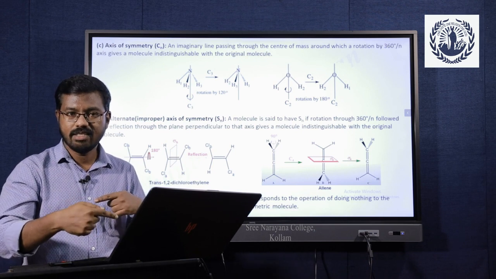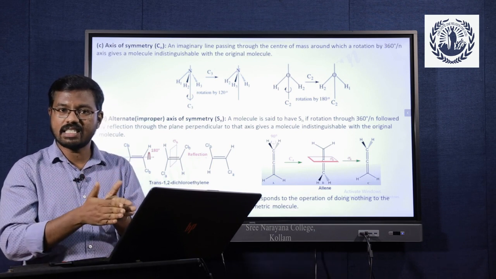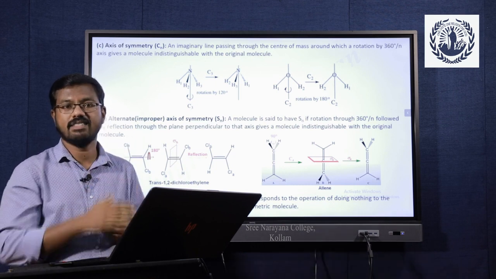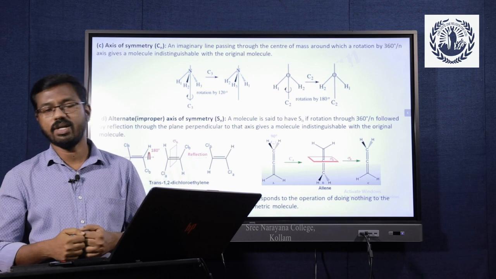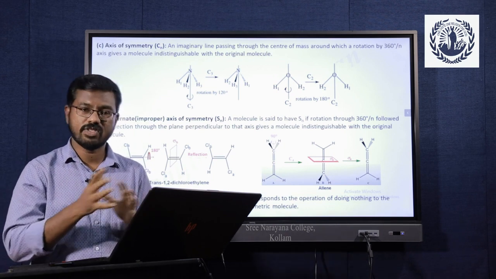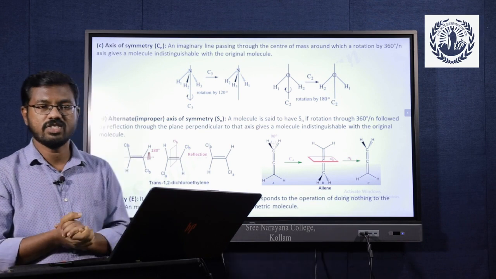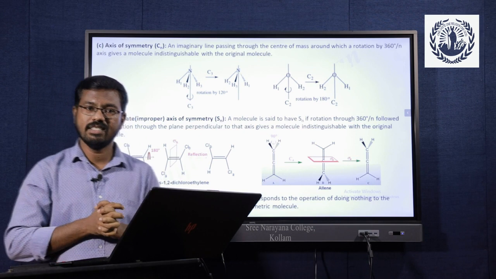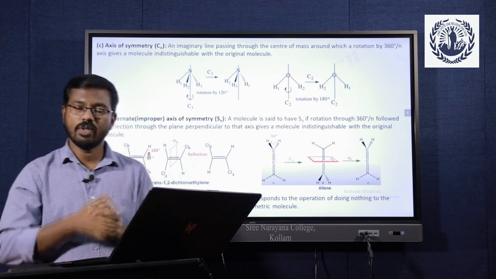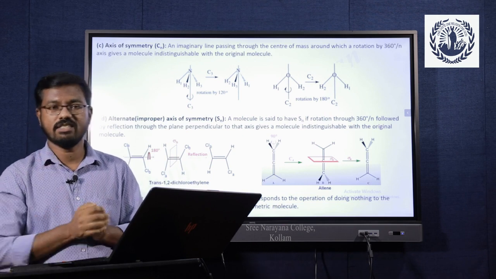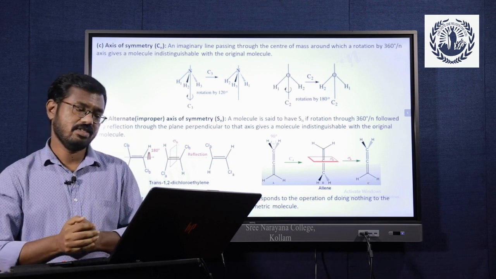Then, it is followed by reflection by a plane which is perpendicular to the axis about which we have rotated the molecule. So, after the reflection, if you get a similar or indistinguishable structure, then that particular axis is termed as an improper axis of symmetry. So, improper axis means rotation followed by reflection. You will get identical structures.